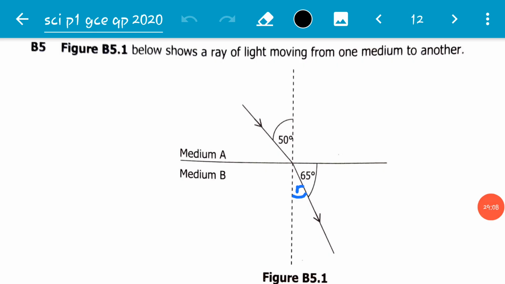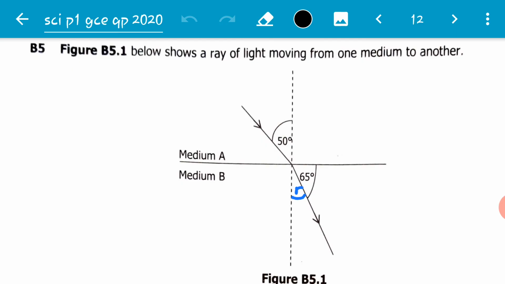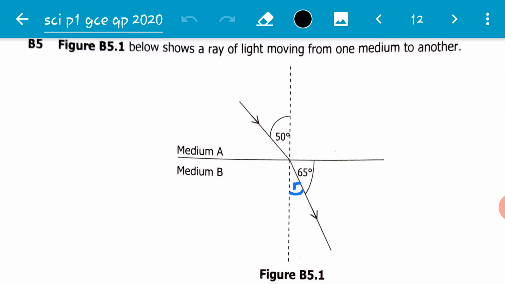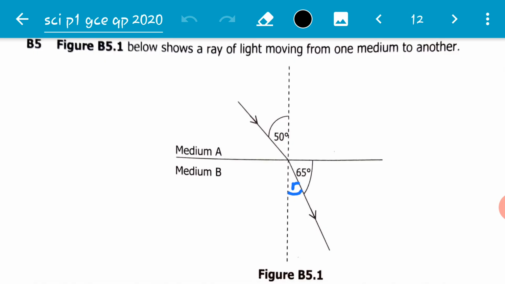let us now look at question B5. Question B5 reads, figure B5.1 below shows a ray of light moving from one medium to another. So we've got medium A and medium B. And light is moving from medium A, and it makes a 50-degree angle with the normal. And as it enters medium B, it makes a 65-degree angle with the edge of the medium.